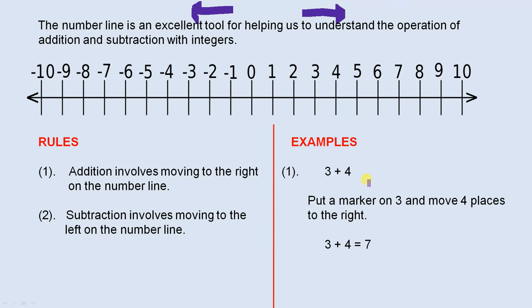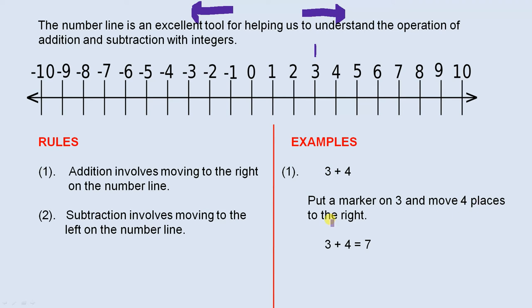Now let's have some straightforward examples just to illustrate. Now I know students can do something like this in their head, but I'm just using these examples to illustrate how the number line is used. Let's look at 3 plus 4. This is what happens. Put a marker on 3. So for example, let's put this little marker here on 3. So that's where we're starting. That's why we're putting a marker on 3, because that's the first number and that's where we start.